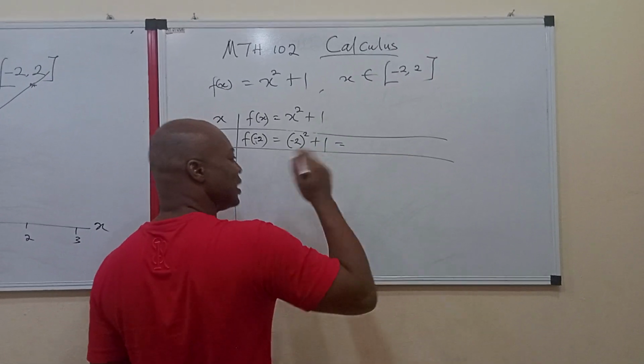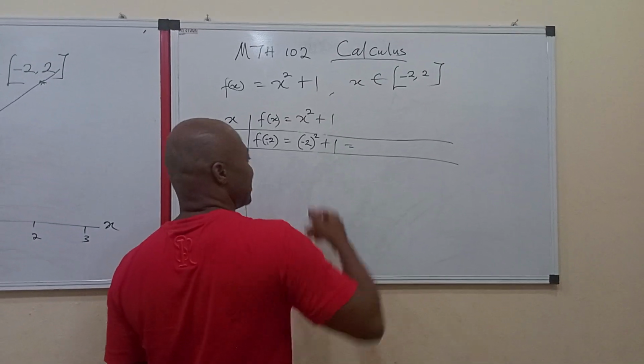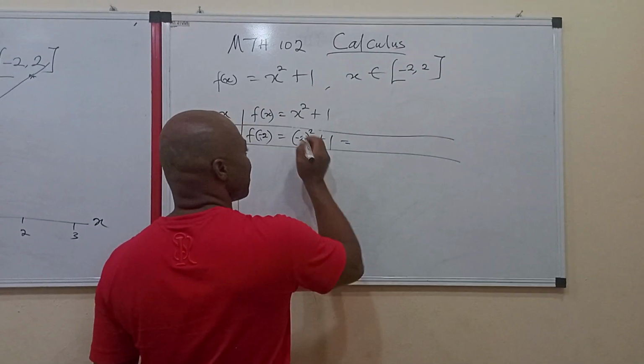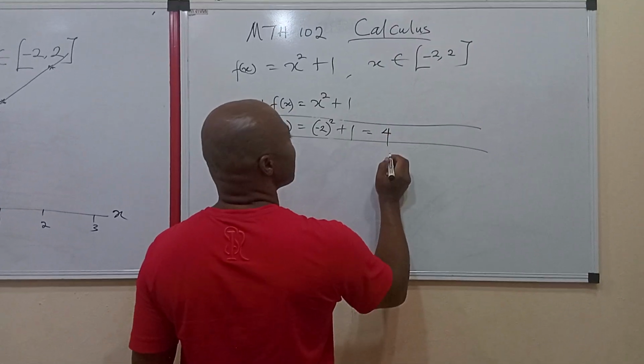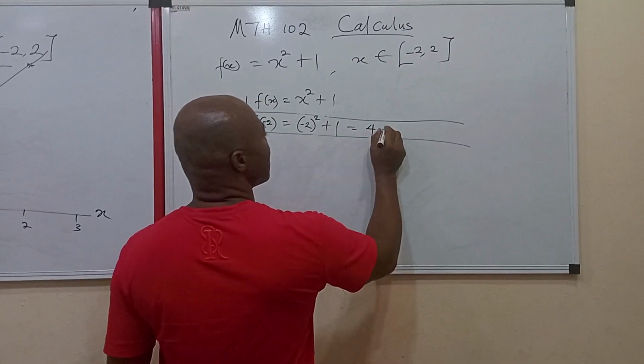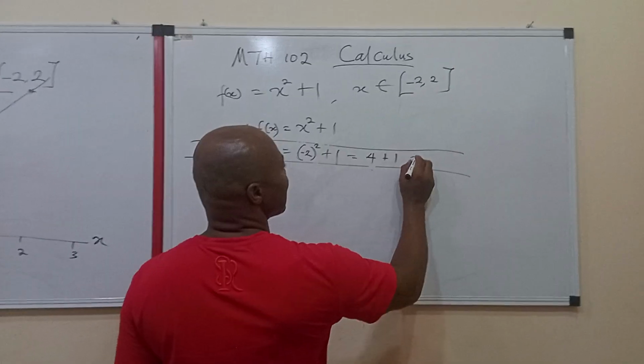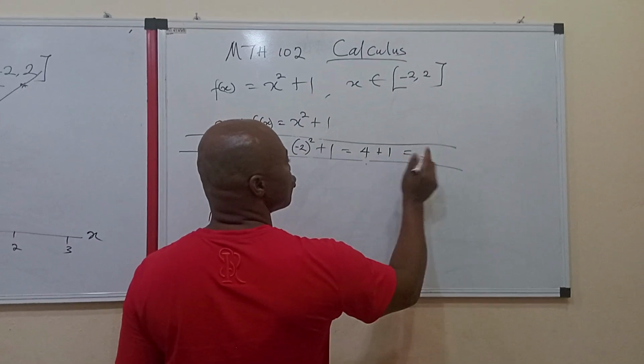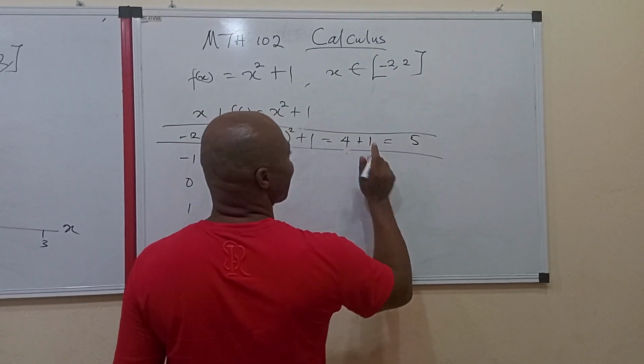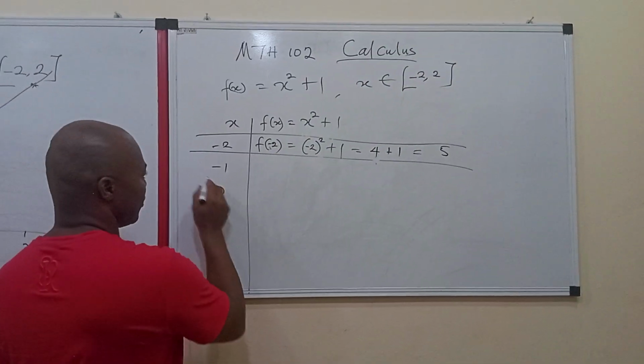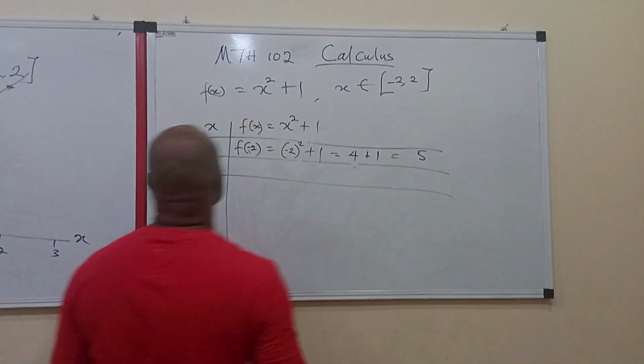Now if you solve this one, you go see say this one means minus 2, this thing wey dey inside dey times itself 2 times. So minus 2 times minus 2, the answer go be 4. Then plus 1 dey. Now if you add 4 and 1, the answer will be 5. Now the other one, make we look this one again too.